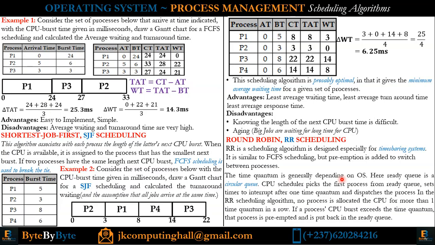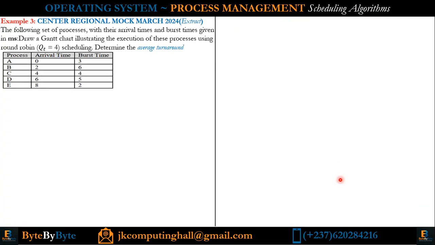That's how it works. Now, let us look at an example, the Center Regional Mock 2024. It says, the following set of processes with their arrival times and burst times are given in milliseconds. Draw a Gantt chart illustrating the execution of these processes using round robin scheduling (quantum time equals 4). Determine the average turnaround time. Those are the processes. We have A, B, C, D, E. We have the arrival time. We have the burst time. Arrival time helps us to know the order in which the processes arrived.